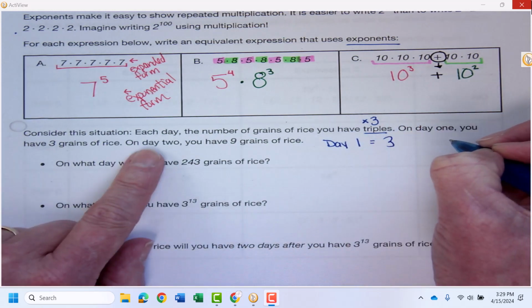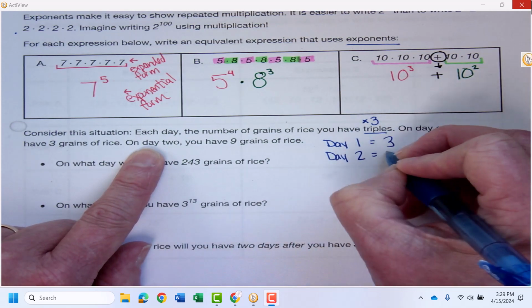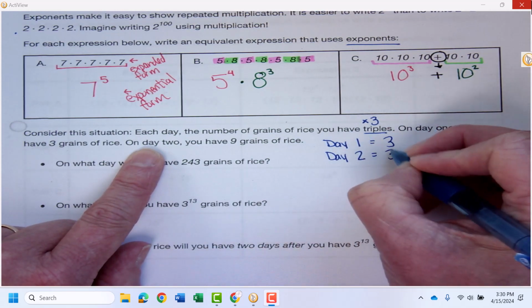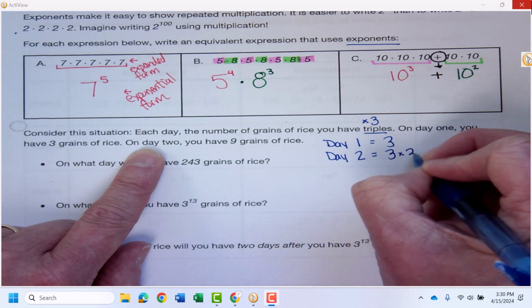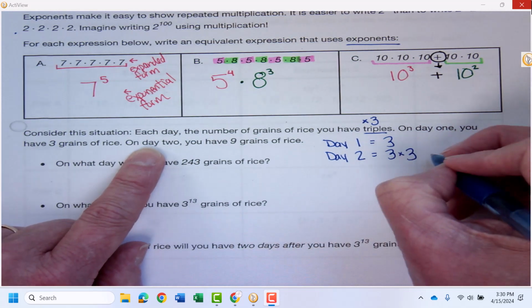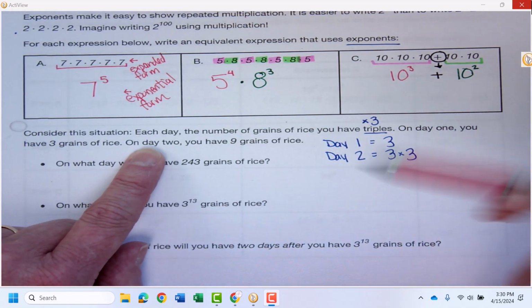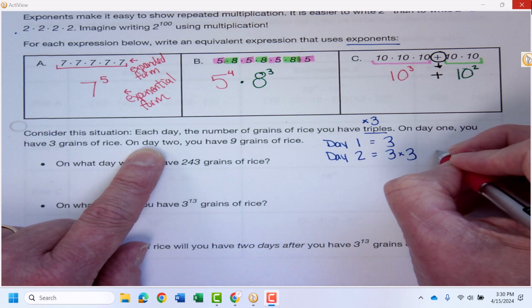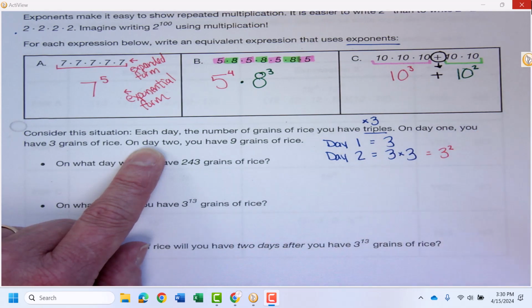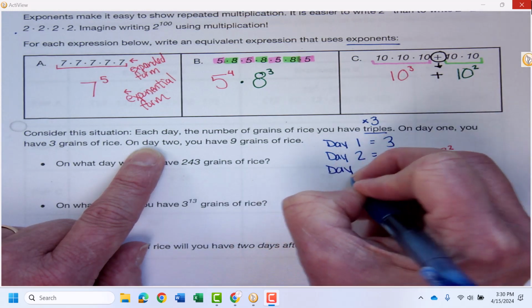On day 2, you're told that it tripled, so whatever you had on day 1, that tripled. And now you have 9 grains of rice. Now, I'm going to come back and write this as an exponent so that we can notice a pattern here.